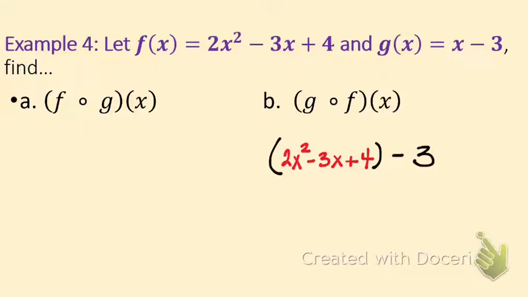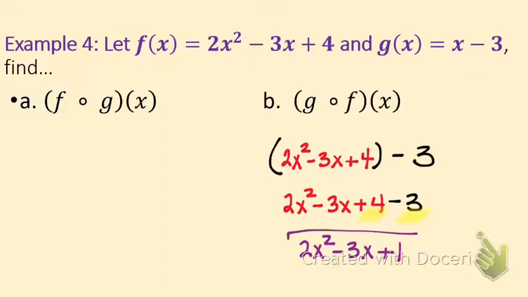So this composition is a lot easier because we don't have a lot left. We don't have a lot to do. So all we have to do is combine our like terms, which in this case is the 4 and the negative 3. So my final answer would be 2x squared minus 3x plus 1.